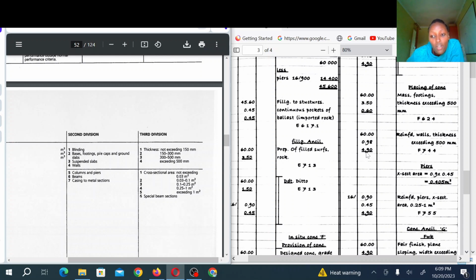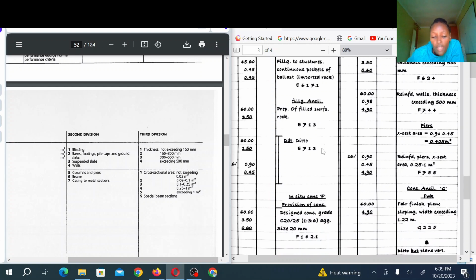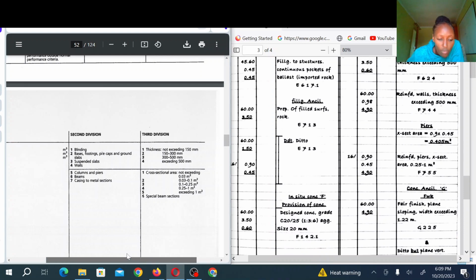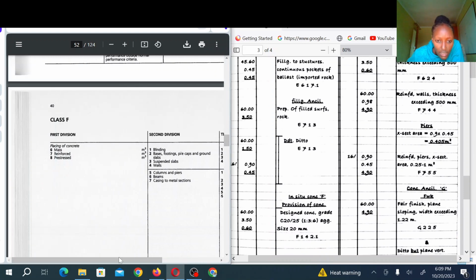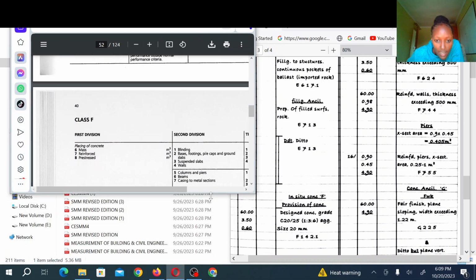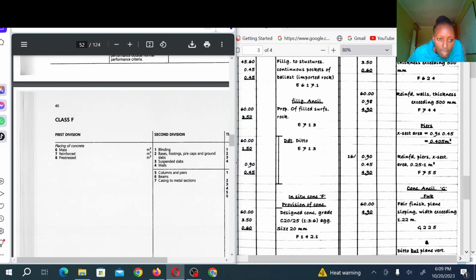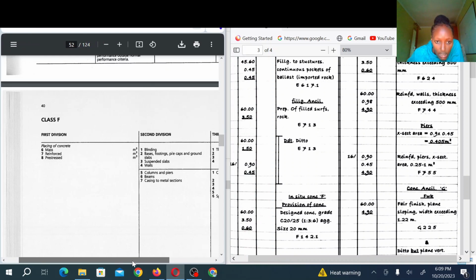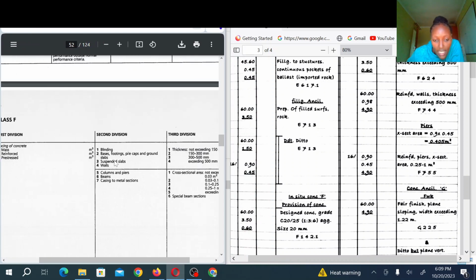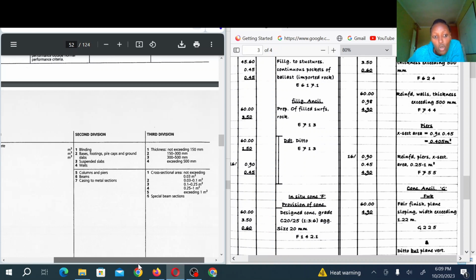Now, placing of concrete in the wall. Placing of concrete in the piers, how shall it be? For the piers, if you look at the CESMM, which should guide us, you see, there's a separation here between the placing of concrete for the walls and the blinding and the bases, footings and the suspended slab. It's separate from the column piers, beams, and casing to metal sections. If you come to columns, piers, you should measure them out using the cross section, not the thickness. So if you come to piers, we have to find the cross section area of the pier.